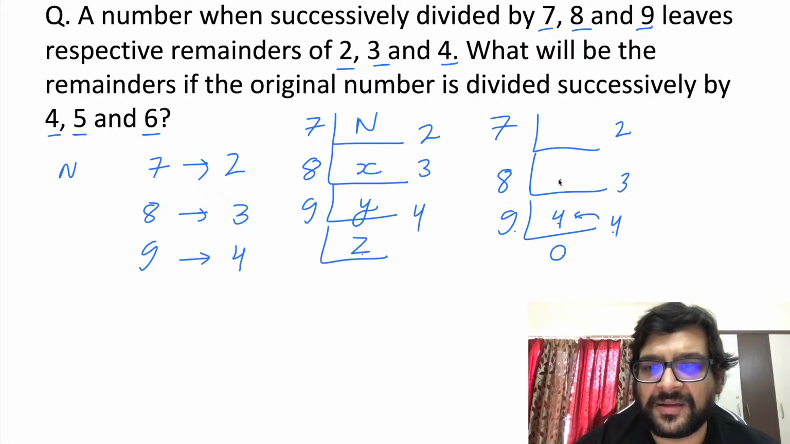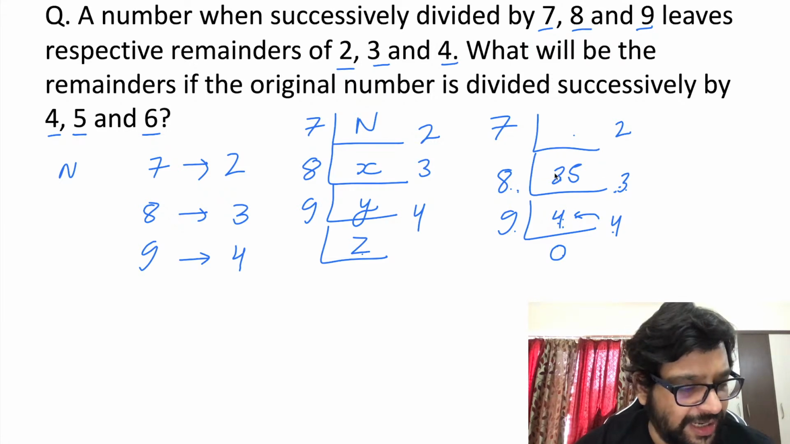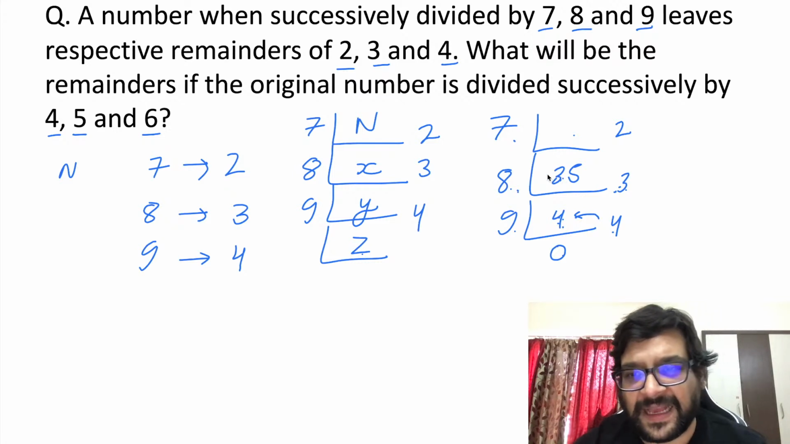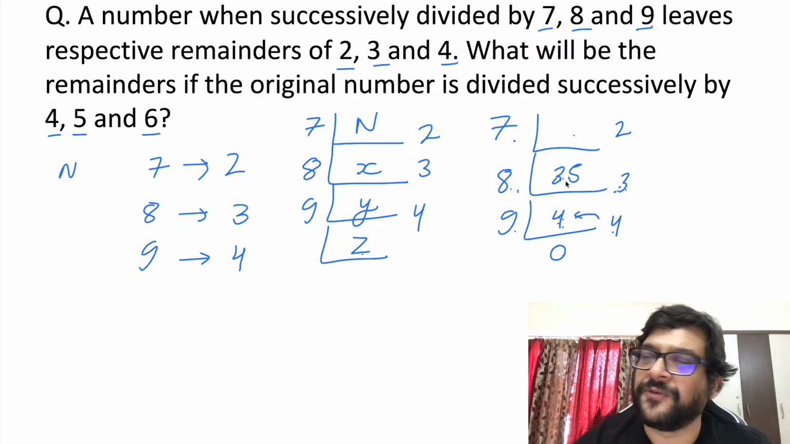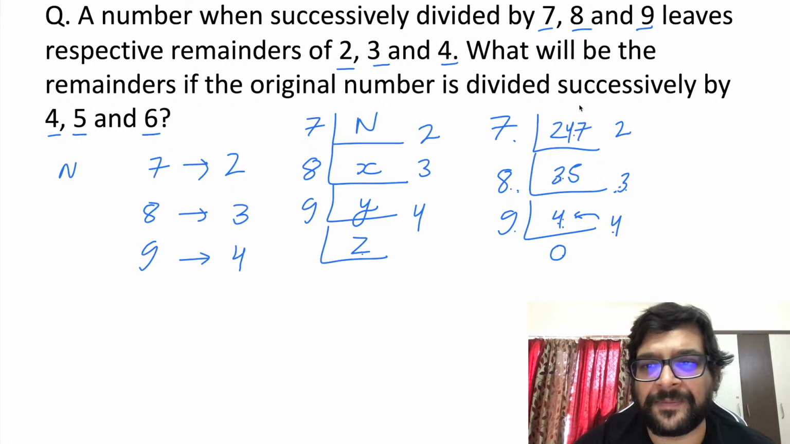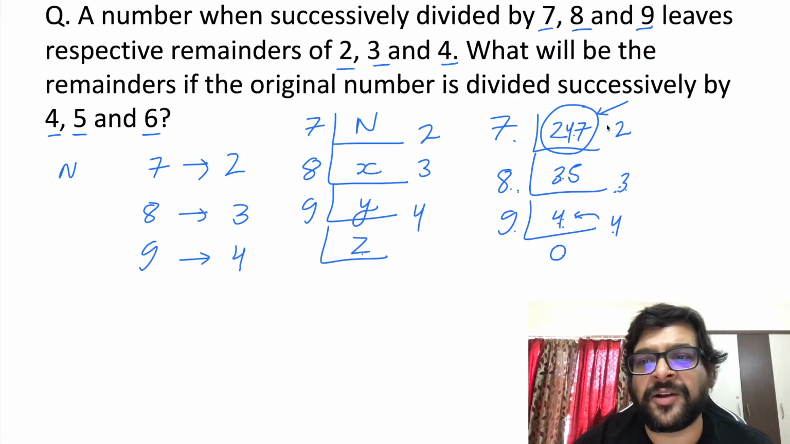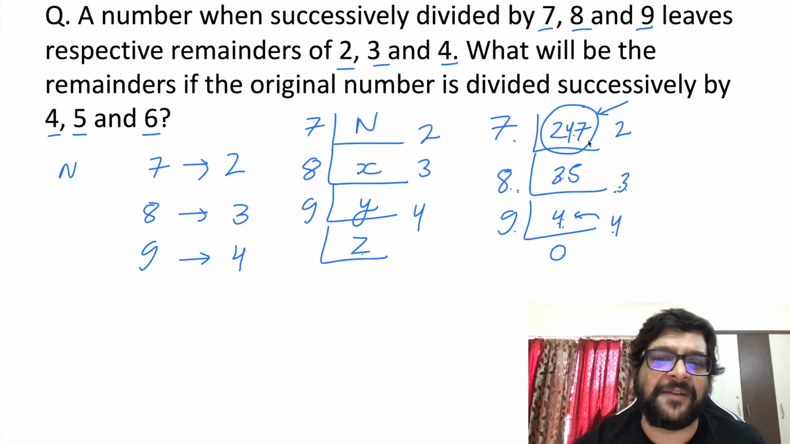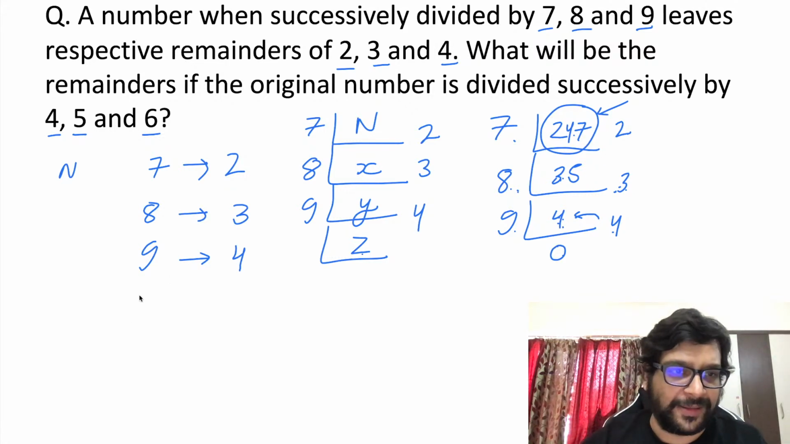Now which number when divided by 8 gives me a remainder of 3 and the divisor as 4? 8 into 4, 32 plus 3, 35. And what will be my original number? 7 into 35, that is 49 into 5, that is 245 plus 2 or 247. So very quickly I have obtained the value of n as 247.